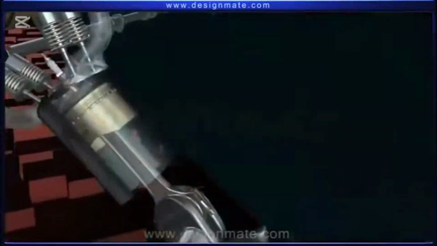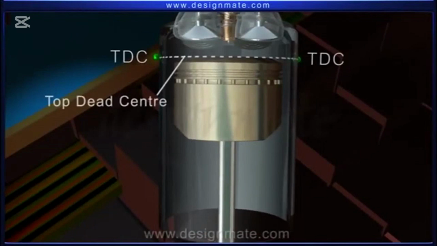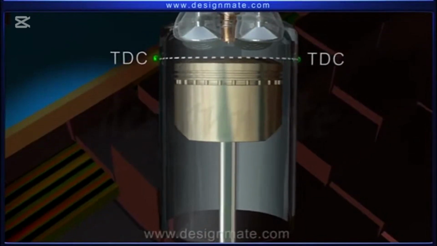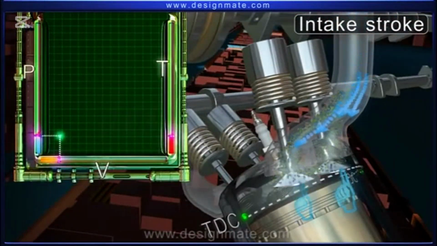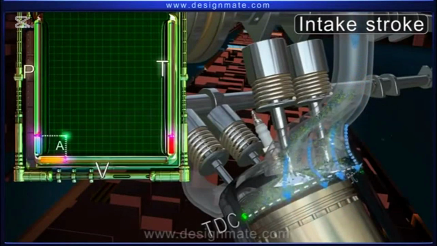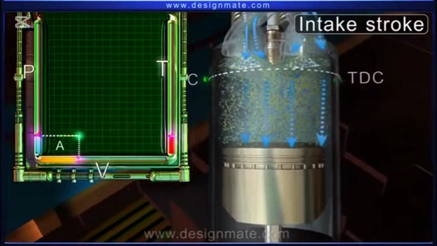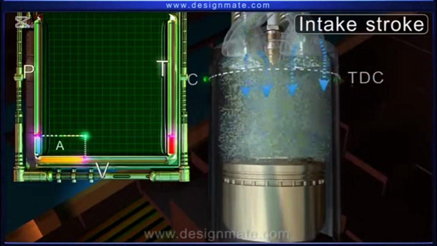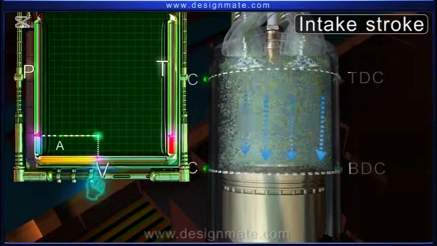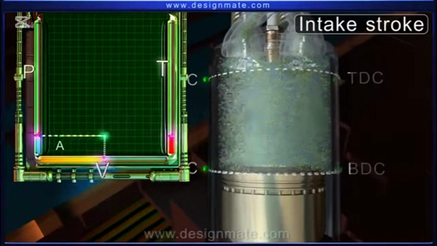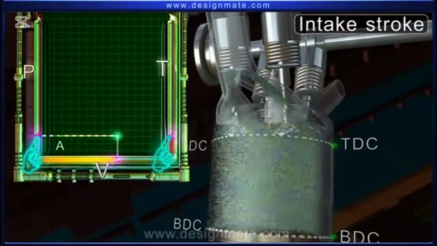The engine cycle begins when the piston is at its top position, called top dead center or TDC, and both the valves are closed. Intake stroke. During this stroke, the intake valves open, and the fuel-air mixture, called charge, enters the cylinder at near atmospheric pressure. The piston descends from TDC towards the bottom dead center, or BDC, of the cylinder, and the volume of charge increases. As the intake valves are open, the pressure and temperature of charge inside the chamber remain constant.